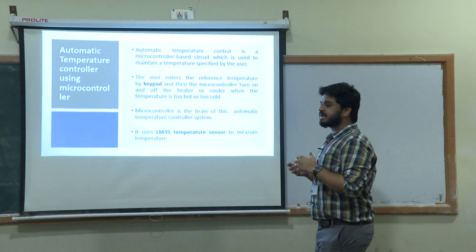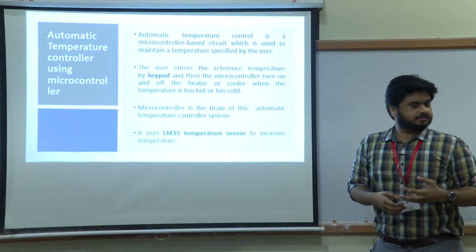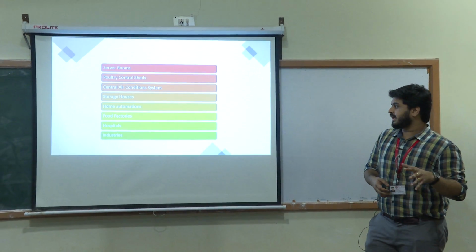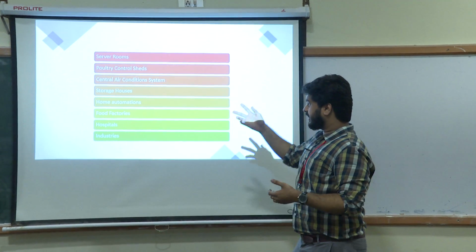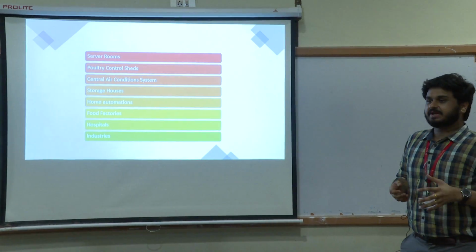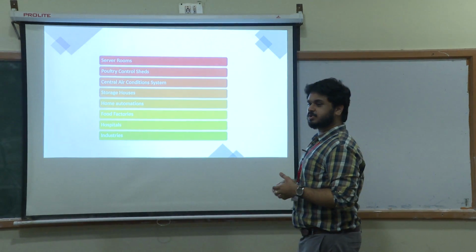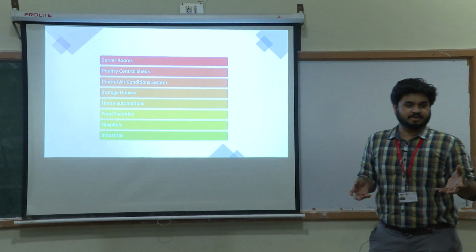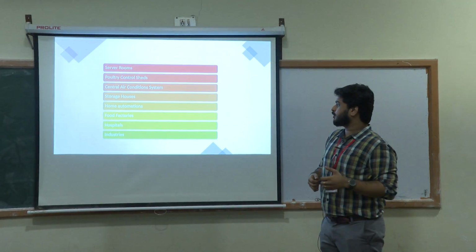But inside this temperature control system, there are different blocks which we are all supposed to learn. Before that, apart from the refrigerator and air conditioner which we see daily, there are other real-time applications. One example is a server room. You all know a server room produces a lot of heat energy, so definitely temperature has to be maintained. The next one is poultry control sheds. You all know what poultry is. Poultry is a place where chickens are kept. They can't survive if the temperature is very high, so we need to maintain a good temperature.